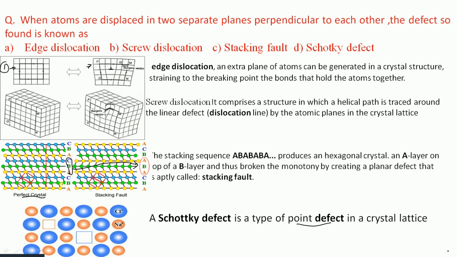There are missing atoms at certain points, so it is a point defect. So as per the question, when the atoms displace in two separate planes perpendicular to each other, this type of dislocation is known as edge dislocation. Option A is the correct option.